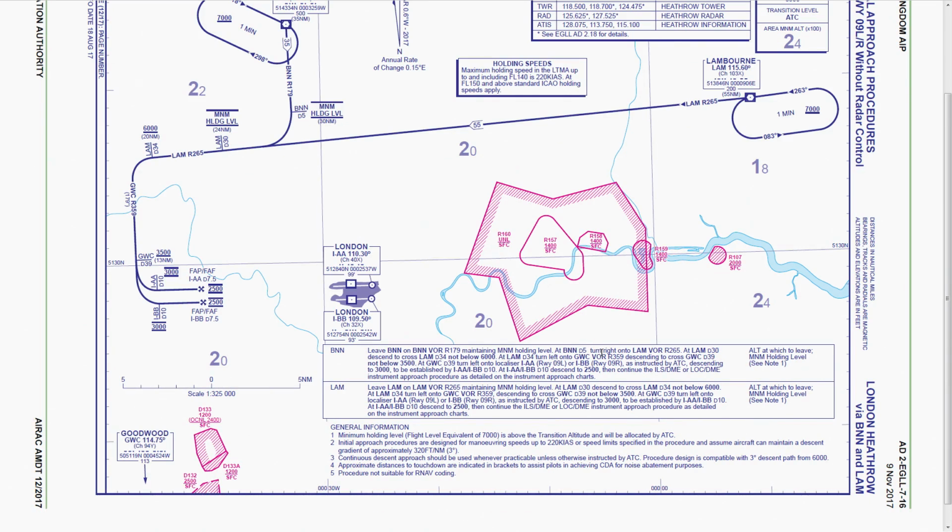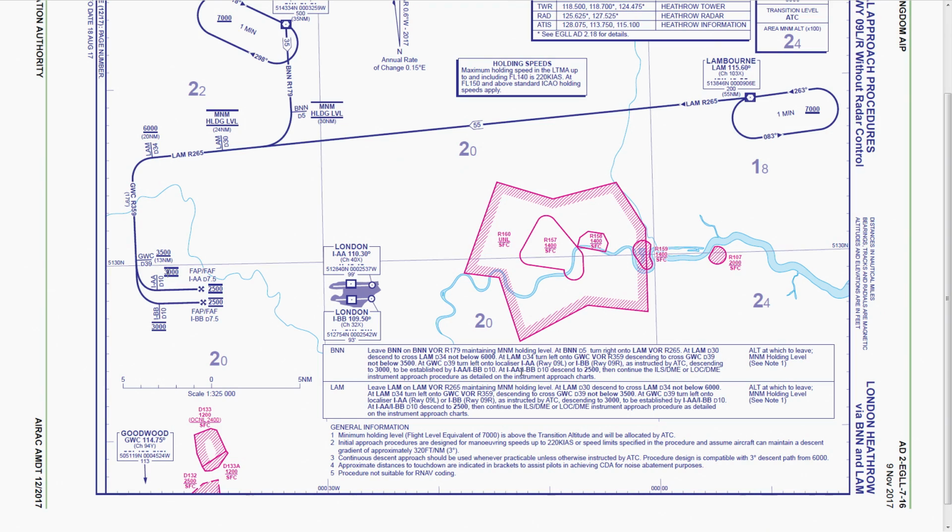At Bovingdon, distance marker 5, turn right onto the Lambourne VOR radial 265. At Lambourne, distance marker 30, descend to cross Lambourne, distance 34, not below 6,000 feet. At Lambourne, distance marker 34, turn left heading onto the Goodwood VOR radial 359, descending to cross Goodwood, distance marker 39, not below 3,500 feet. At Goodwood, distance marker 39, turn left onto the localizer for runway 9 left or 9 right as instructed by ATC, descending to 3,000 to be established by distance marker 10, as I said.